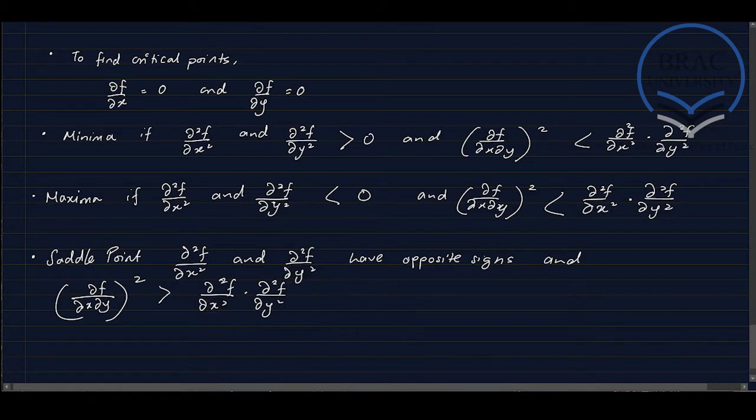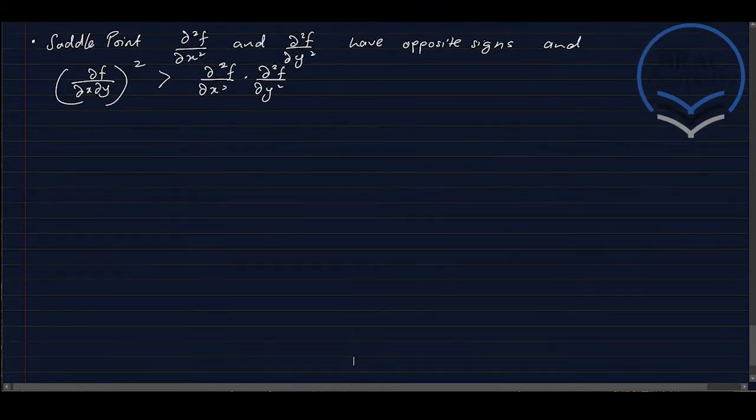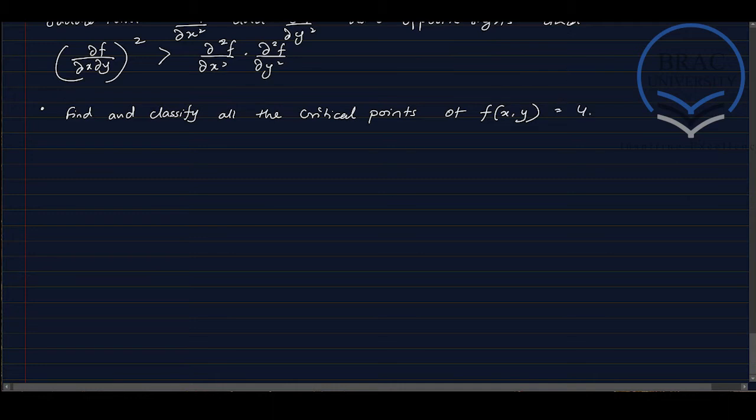So to see that, let's make a little bit of space and look at an example. The question that we're going to look at is: find and classify, meaning we have to analyze, all the critical points of the function. The function is given as f of x y. We can see that this is represented by two variables, x and y, and the function is 4 plus x cubed plus y cubed minus 3xy.